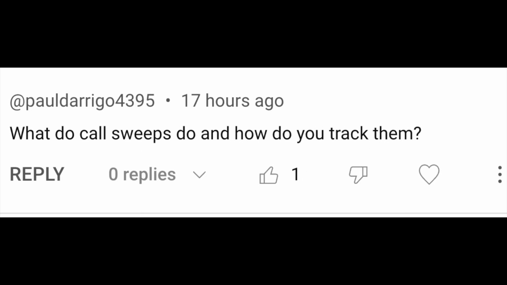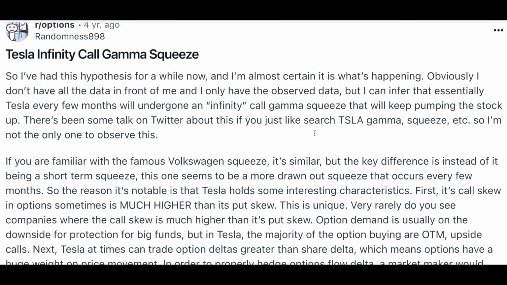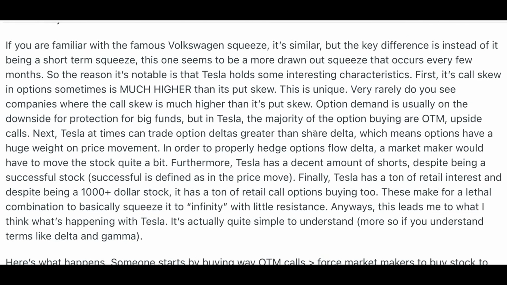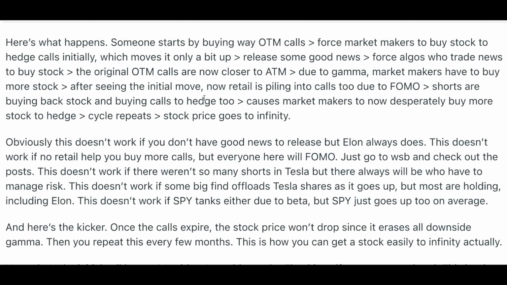Hope that helps. Now, next one here from Paul says, what do call sweeps do and how do you track them? You can do it on Cheddar Flow. What is it? Unusual Whales or something like that is another one. There's plenty of them out there. But this person right here put the best description I've ever seen. About 4 years ago, he put this in here because Tesla used to go through gamma squeezes, right? I don't know if you ever used that term before 2020.